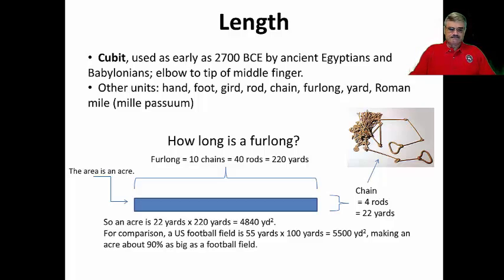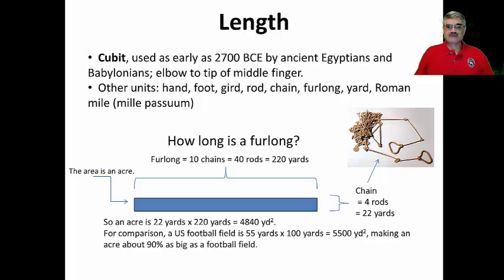Now for comparison, an acre would be 1 furlong long and 1 chain wide, or 220 yards by 22 yards. That would be 4,840 square yards if you just multiply together. By comparison, so that you would have some idea of what the area of an acre is, look at a standard U.S. football field, which is 55 yards wide and 100 yards long, goal line to goal line. That would be 5,500 square yards. So an acre is about 90% of the area of a standard American football field, just so that you would be able to estimate an acre.